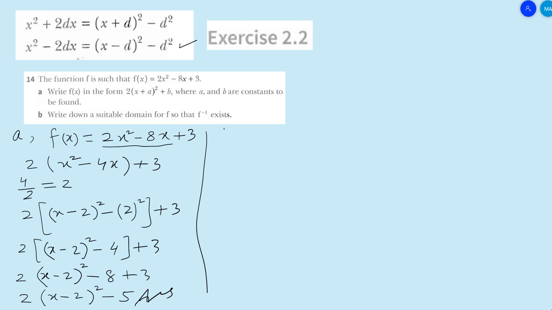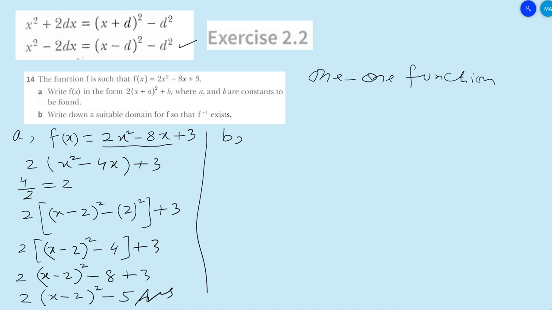Come to part B. What is part B? Write down a suitable domain for f so that f inverse exists. Very easy question. What is an inverse function? A function has an inverse if it is a 1-1 function, or you can say a one-to-one function.